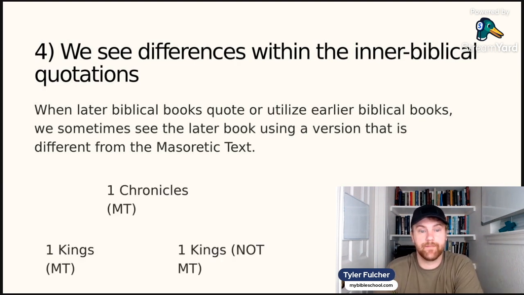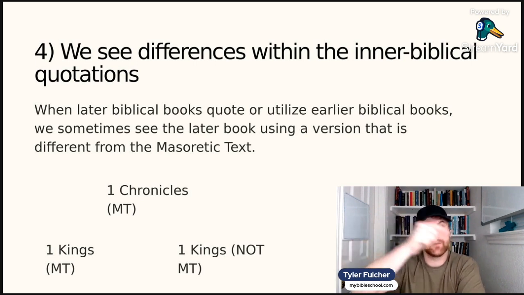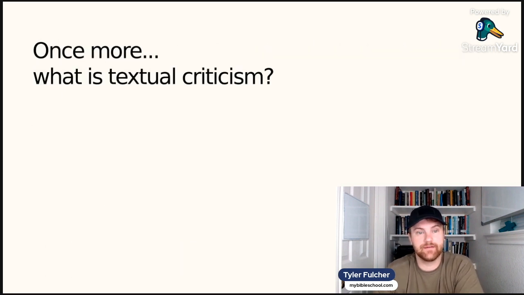So we can think of it like this. We have First Chronicles, our MT, our Masoretic text. You might think it was translated from the First Kings MT, but in fact, it's translated from the First Kings not MT, okay? So it's looking at the one that we actually don't have in order to create its story. So that's just a fascinating development.